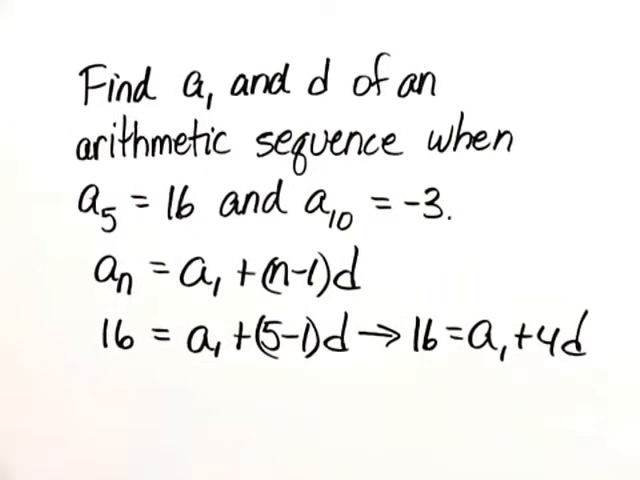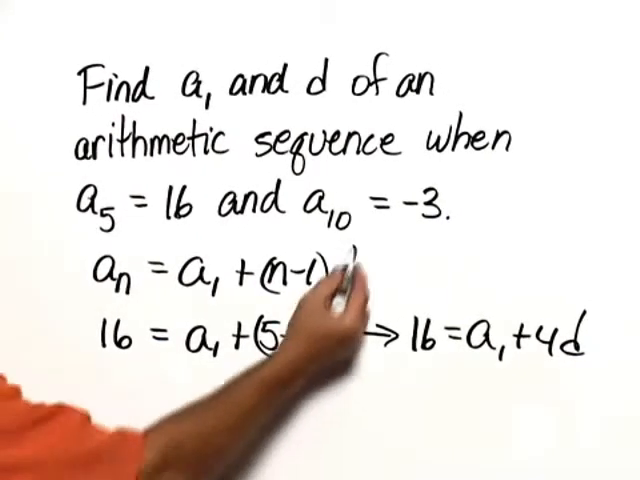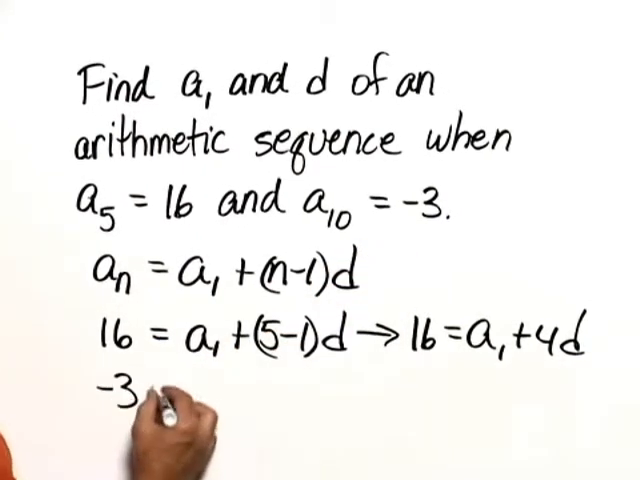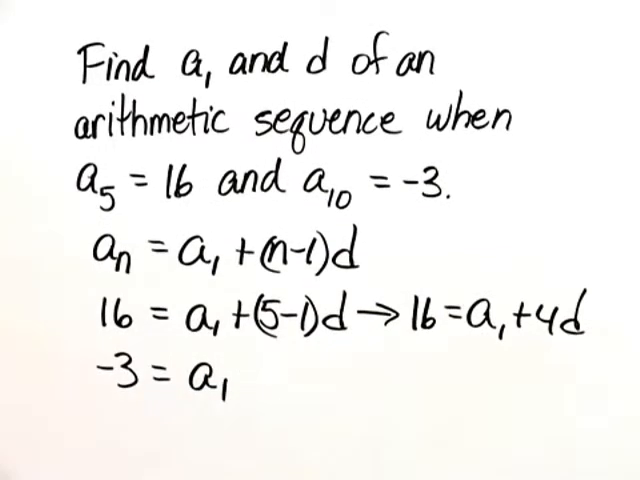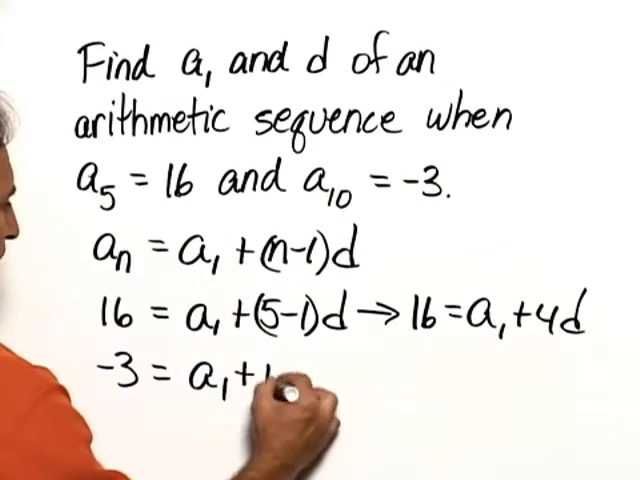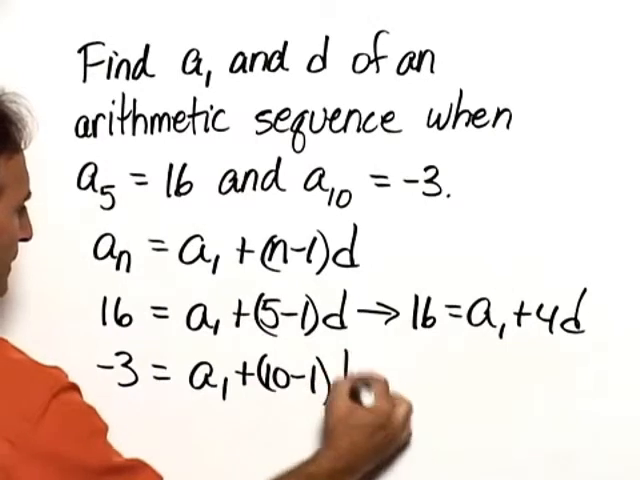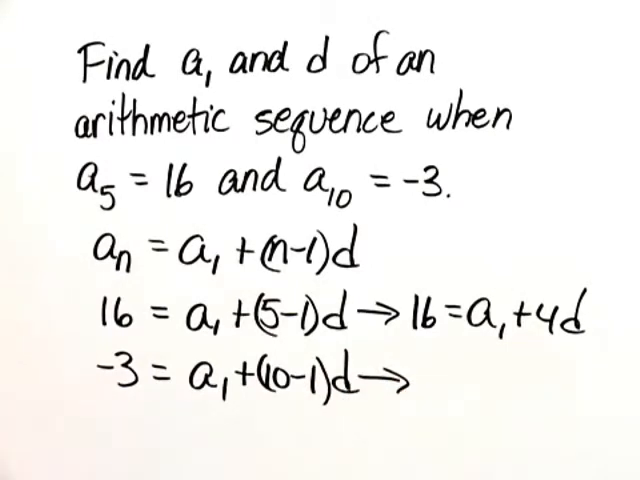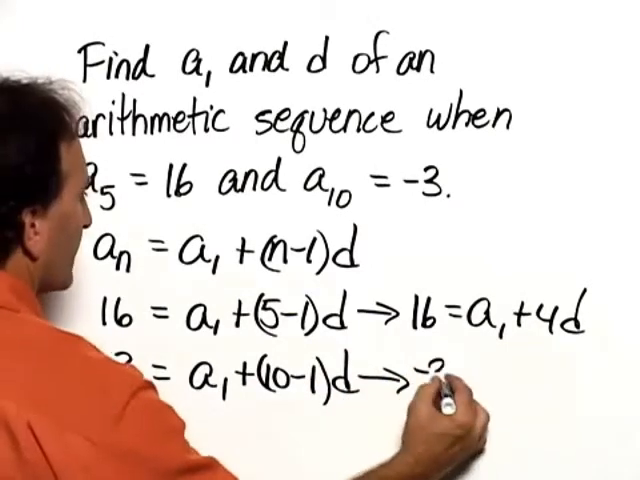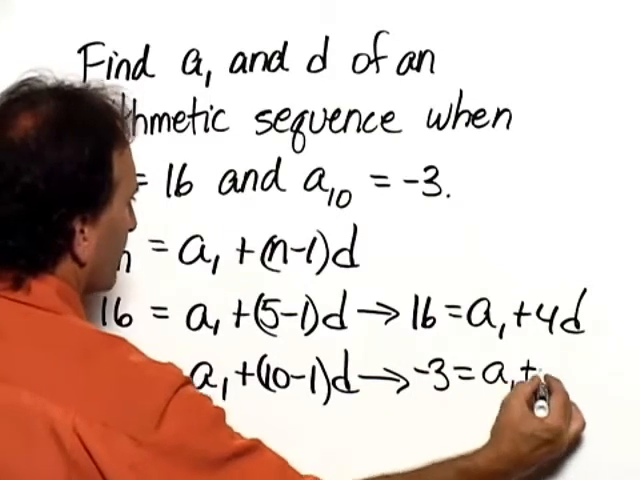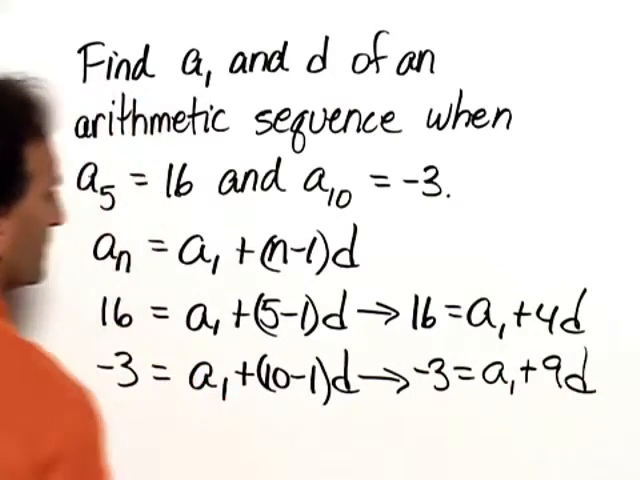Now we'll use the 10th term. A sub 10 is equal to negative 3. Negative 3 is equal to a sub 1 plus 10 minus 1 times d. That equation then becomes negative 3 equals a sub 1 plus 9d.